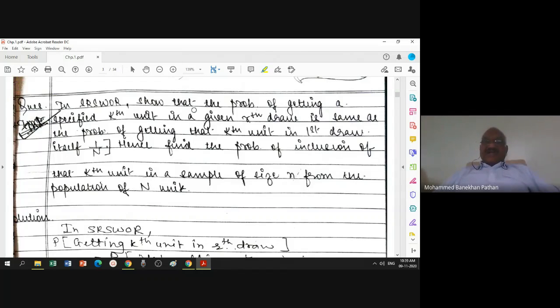Try to understand the question and then we'll try to solve it. In this question, we fixed two things. We fixed the unit and we fixed the draw. kth unit at rth draw: probability is 1 by n, and inclusion is n by N. Let us check.